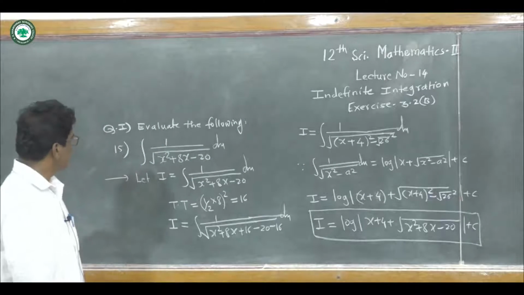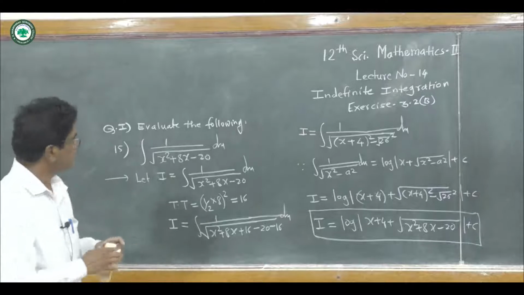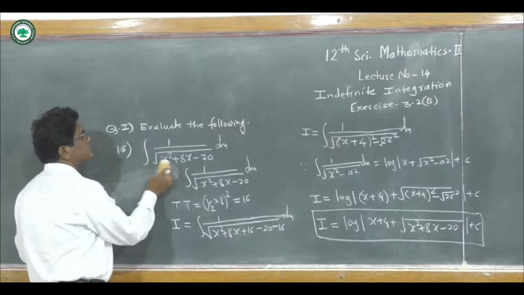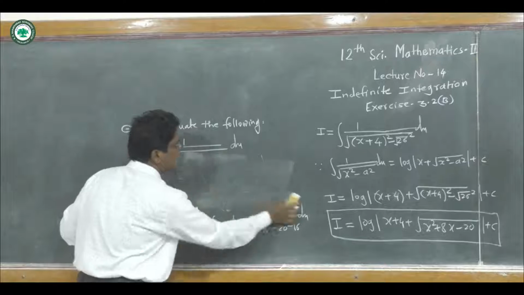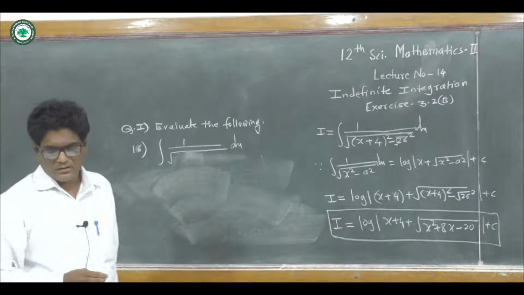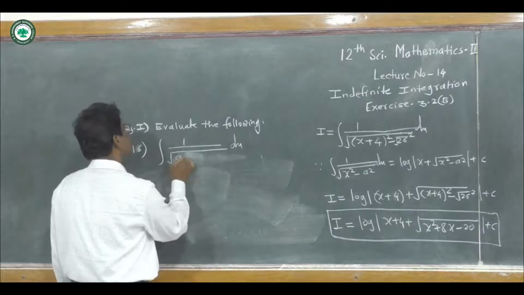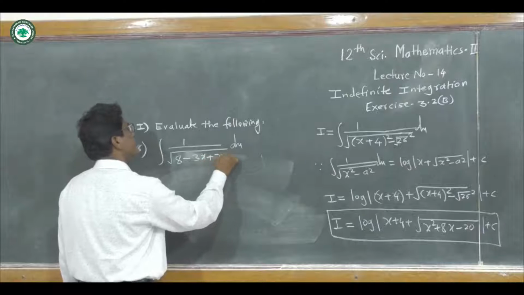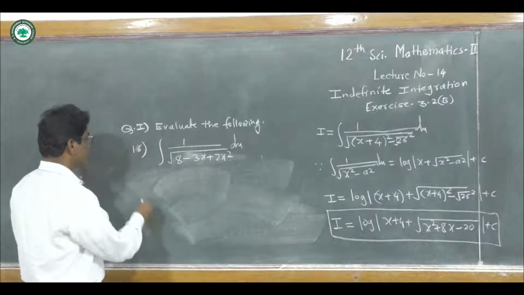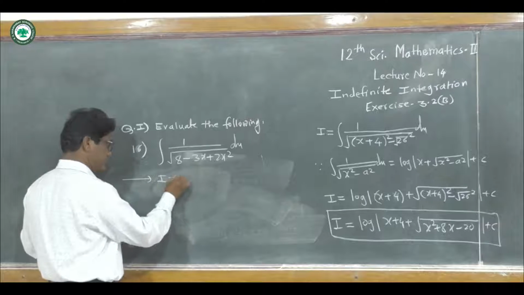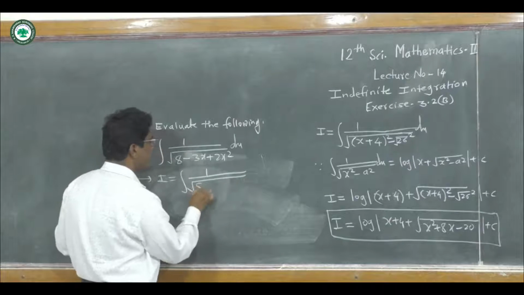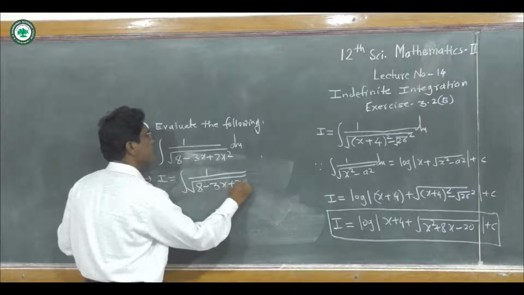Now here we see problem number 16. Integration of 1 upon under root of 8 minus 3x plus 2x square. This is the given problem. Call this as I. So I is equal to integration of 1 upon under root of 8 minus 3x plus 2x square dx.